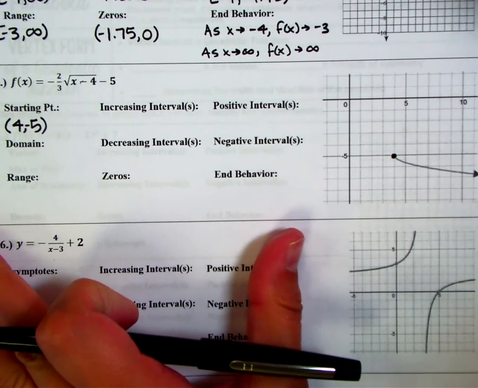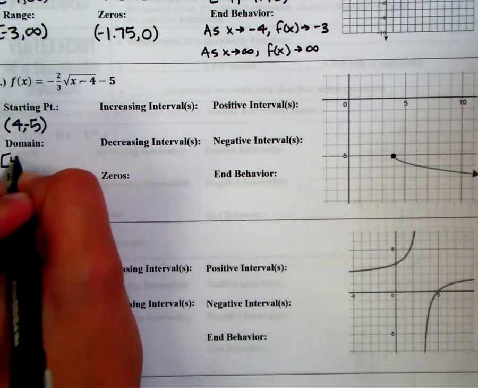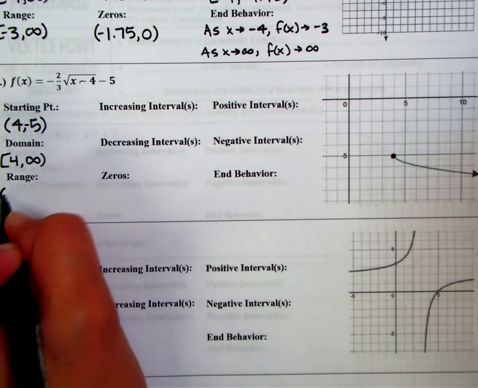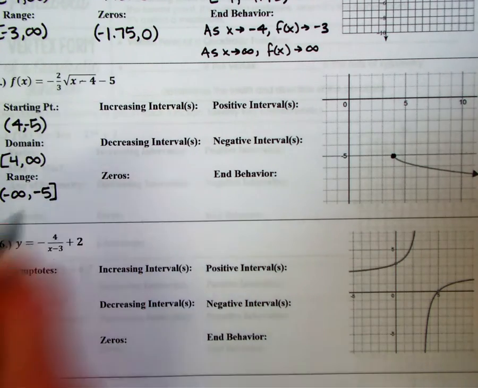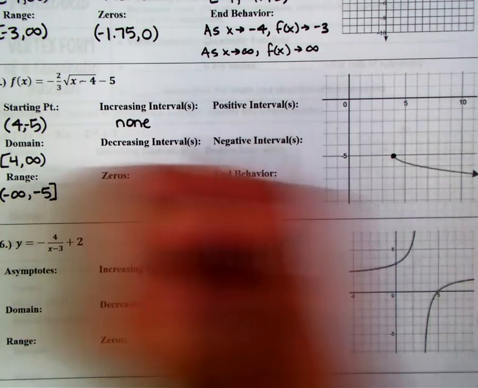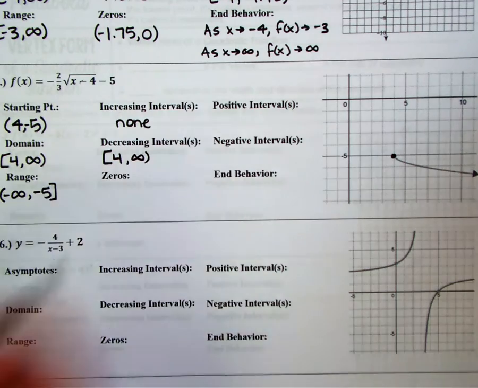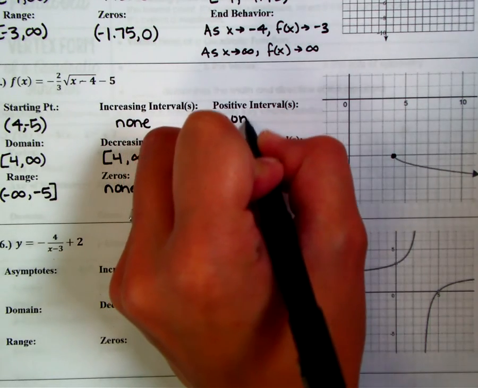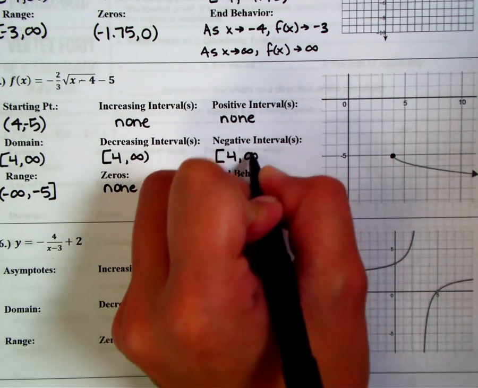Let me scoot that over. The domain is left to right, so the left side of my function starts at 4 and it continues forever. The range is bottom to top, so the bottom is -infinity and it stops at -5. This entire function is decreasing. We're going downhill, and so it decreases the entire domain. There are no zeros or x-intercepts. It's not positive at all. It's all below the x-axis, and so it's negative across the entire domain.